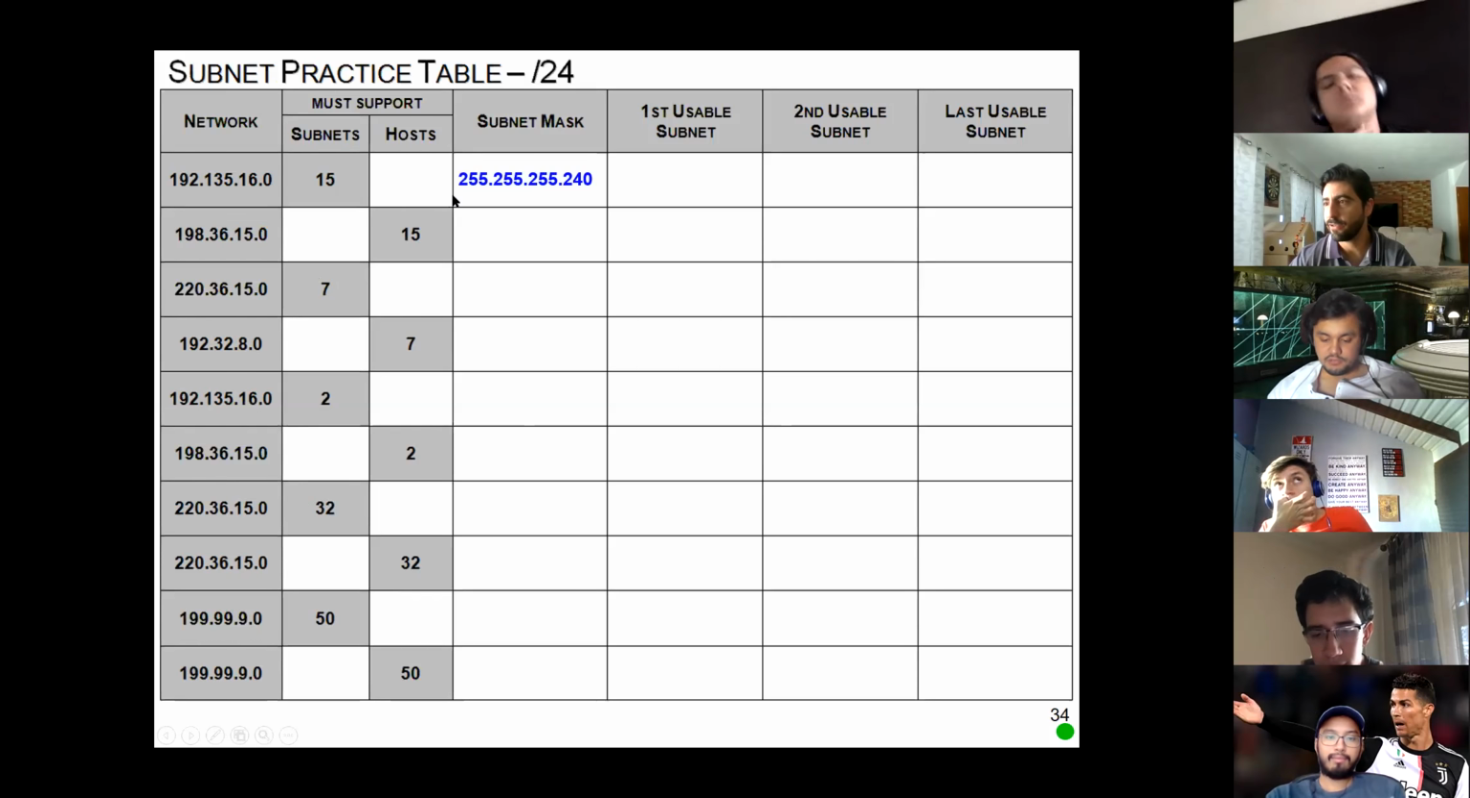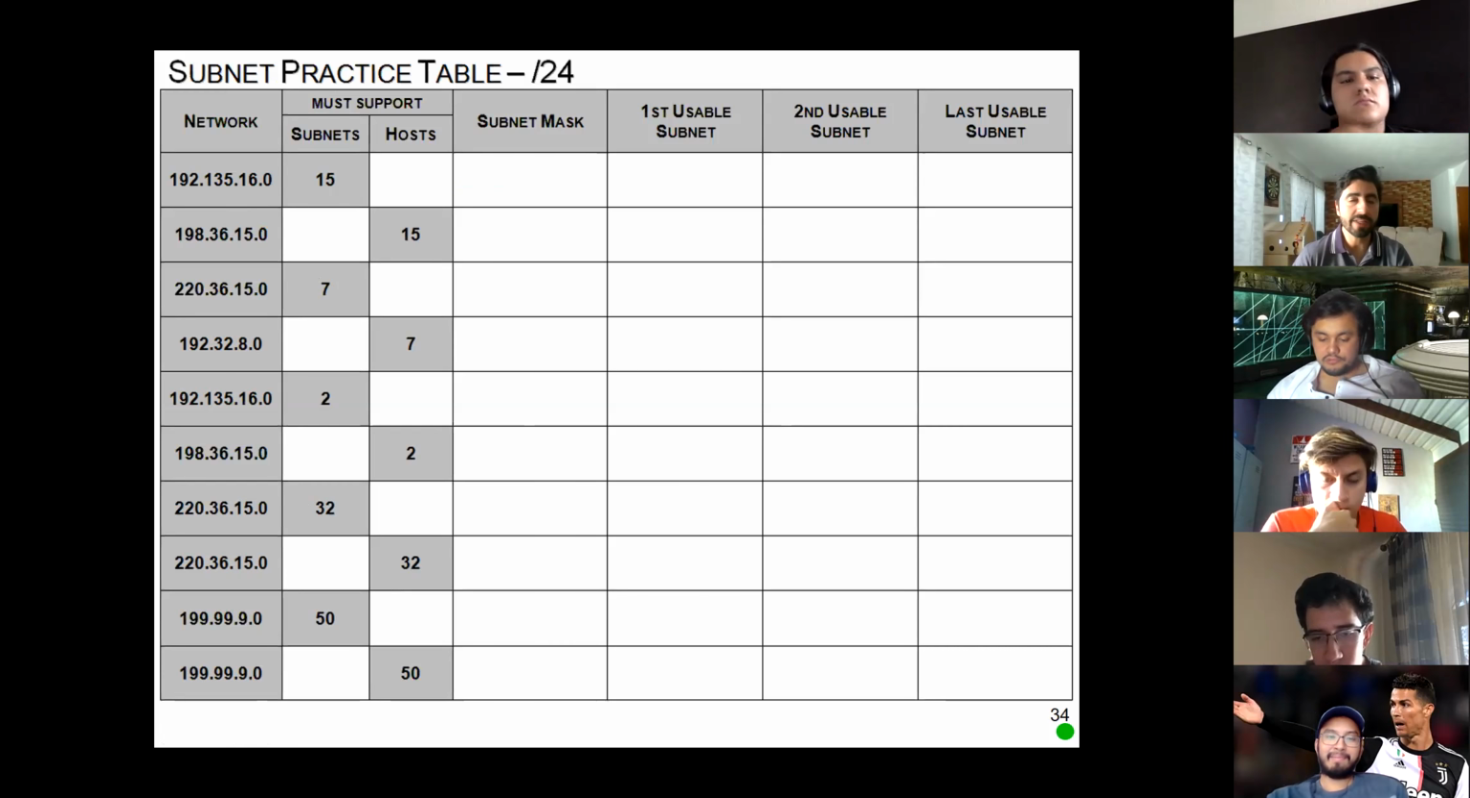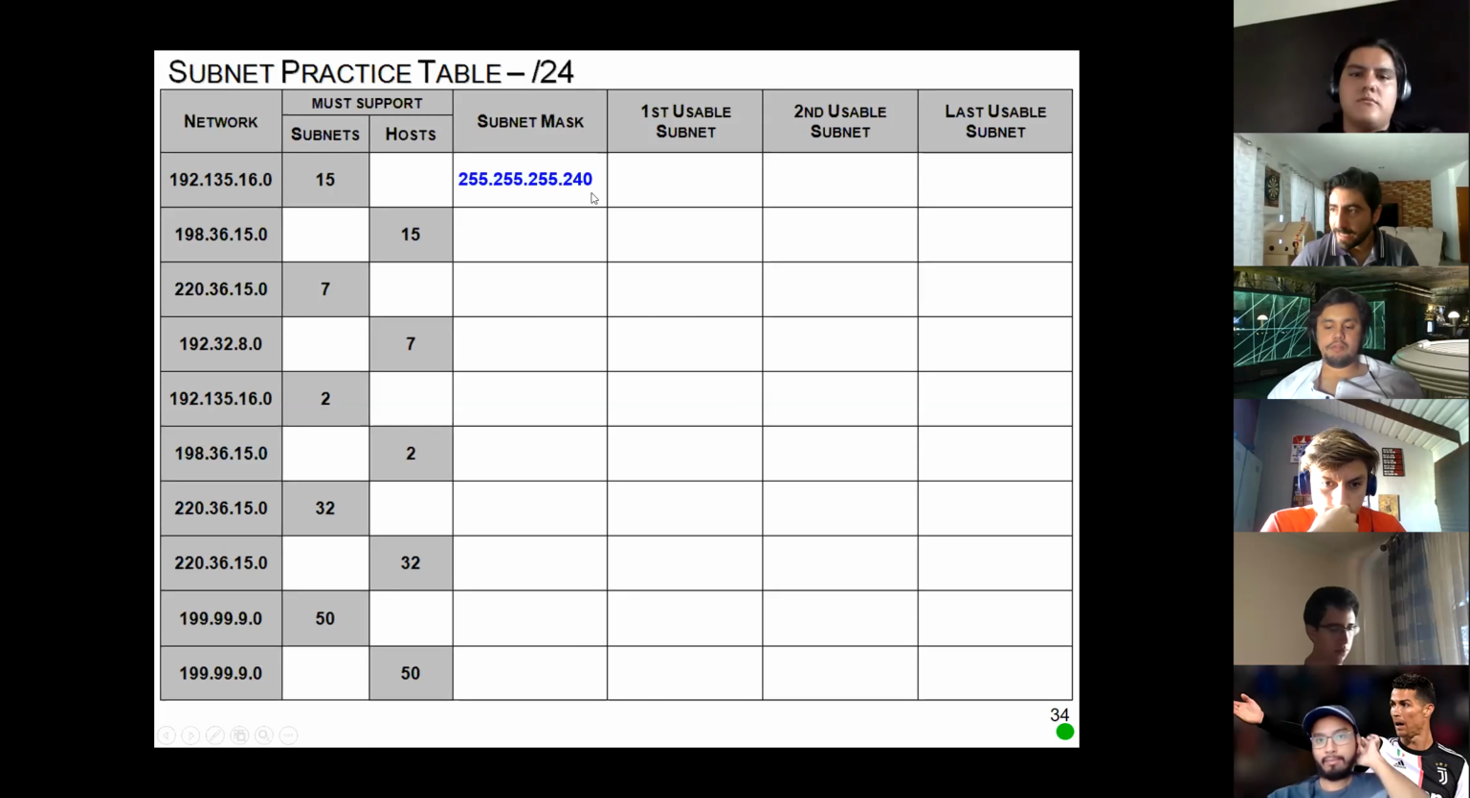Here, for example, he's asking you to have 15 subnets. So you say, okay, I want to separate. How many bits do you want to separate for this? 4. 4, exactly. Then your subnet mask would be this. Again, don't get confused, please, with this. This is exactly the same as if I write /28. Okay, that's the same thing.